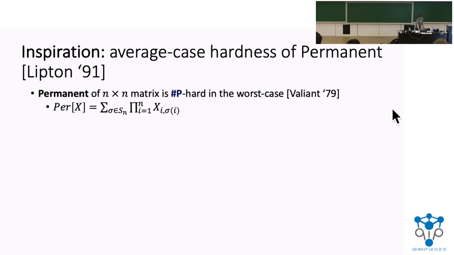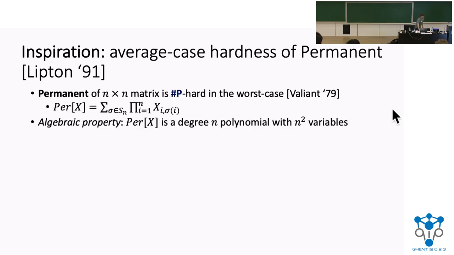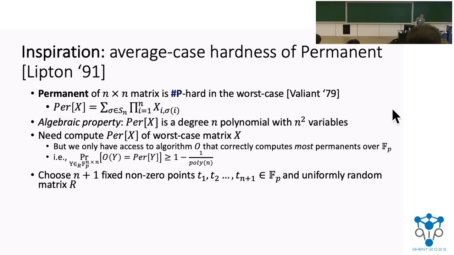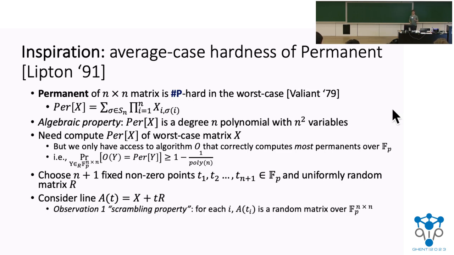Okay. So how did this work? Well, we used this algebraic property that the permanent was a degree n polynomial in n squared variables, which were the matrix entries. And we then had a very simple polynomial extrapolation argument. So the way it worked is we chose n plus 1 fixed non-zero points in our field, and then a uniformly random matrix R. And then we looked at this line, which I called A of t, which is X plus t times R. Okay, so we take our worst case matrix and we shift it by something random.